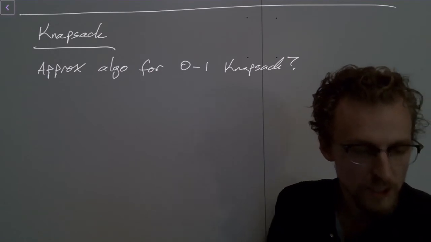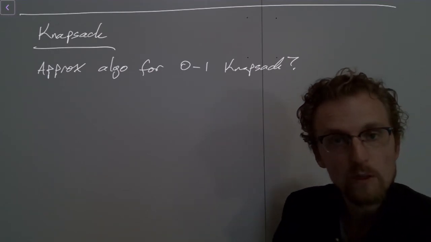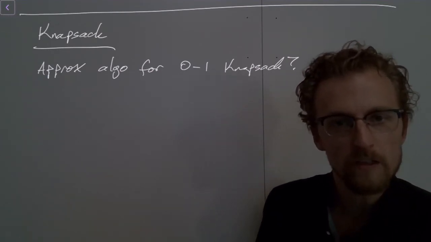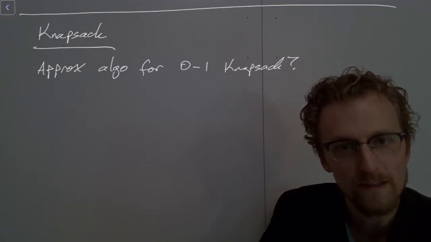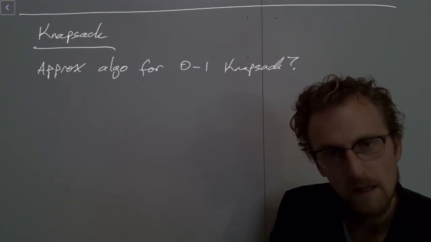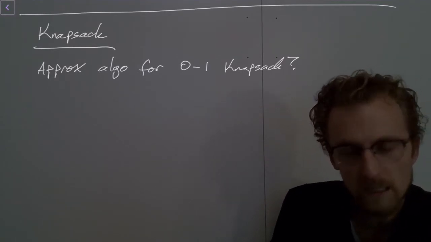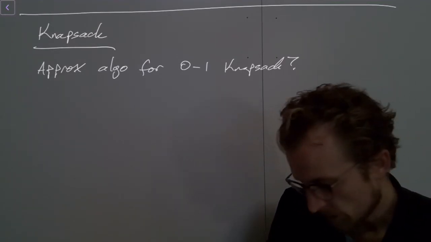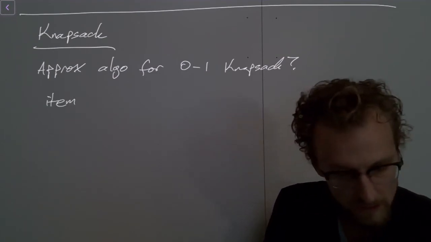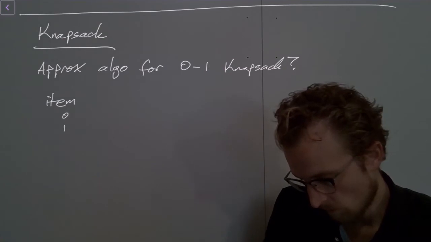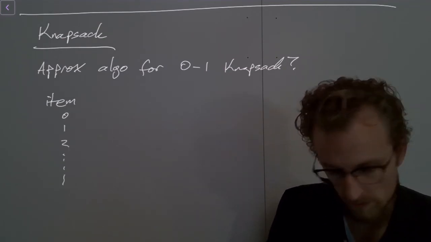Okay, so let's think about how we could do this. Now we've already looked at two greedy algorithms for this, so let's compare them a little bit and see if either one is an approximation algorithm for any approximation factor. So let's just draw kind of a cartoon instance here. So we've got 0, 1, 2, and so on.